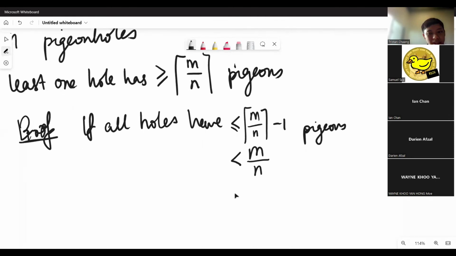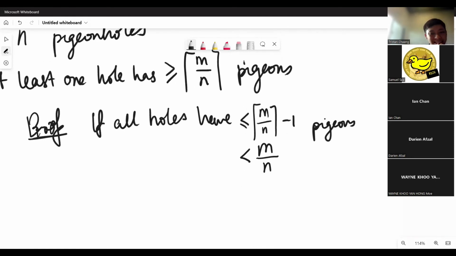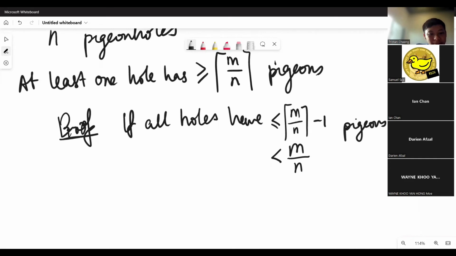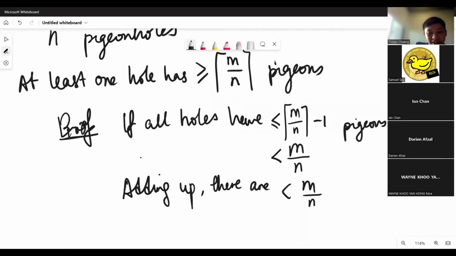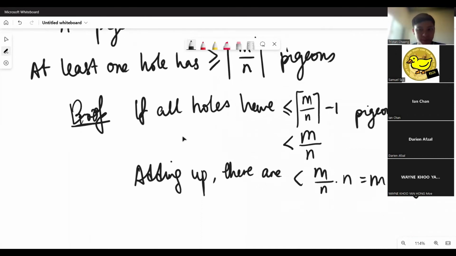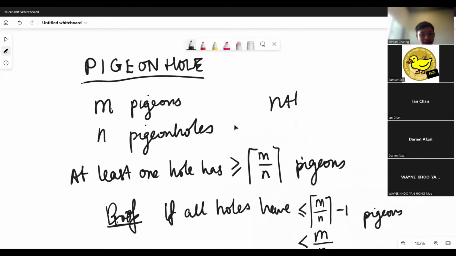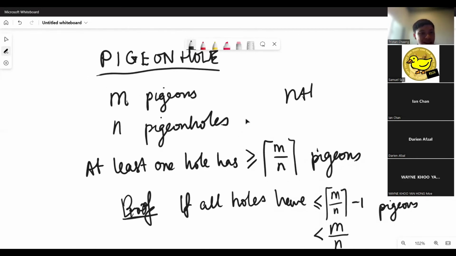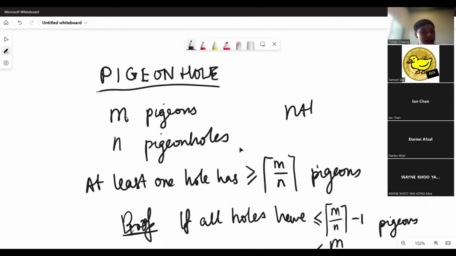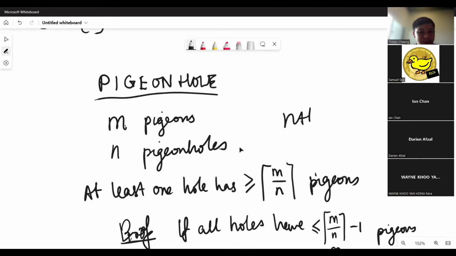So adding up, there are less than m over n times n, which is m pigeons, which is a contradiction because there are exactly n pigeons. So that's a very short proof. It's a very obvious principle, but the implications are very, very large. And you will find it appear in places that you've never expected it to be.